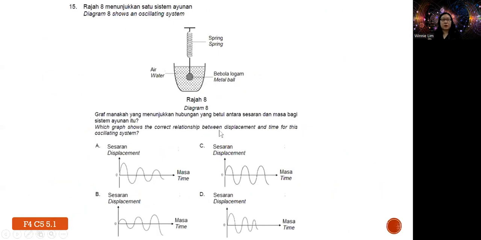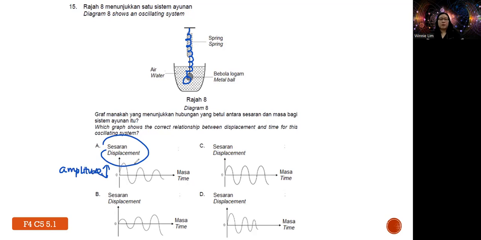Number 15, which graph shows the correct relationship between displacement and time for this oscillating system? As you can see, you are putting the metal ball inside the water or liquid. So when this ball oscillates, it will encounter water resistance, right? So what happened to the oscillation after some time? It actually stops, right? That means its amplitude is decreasing. The y-axis displacement also refers to the amplitude.